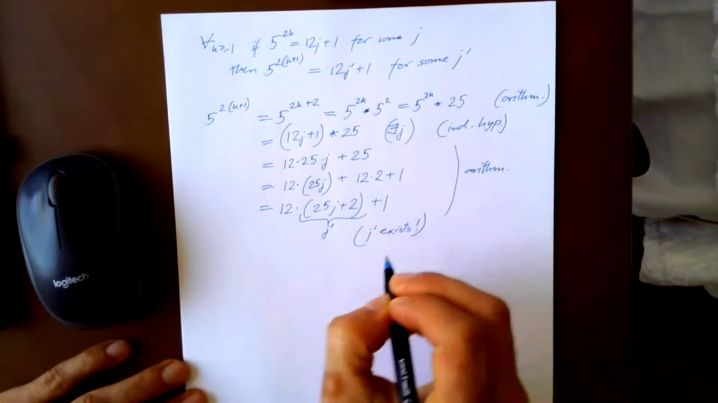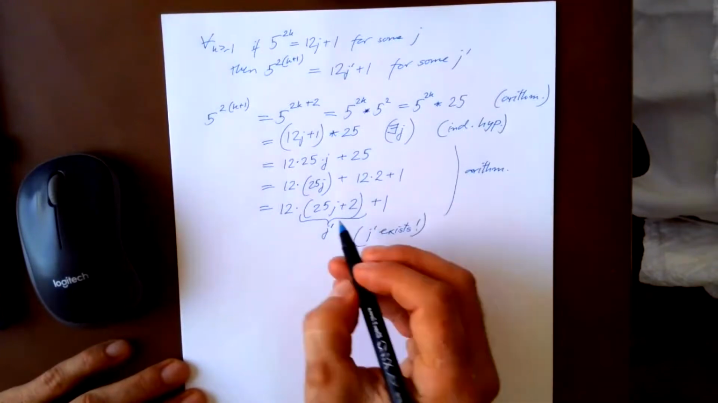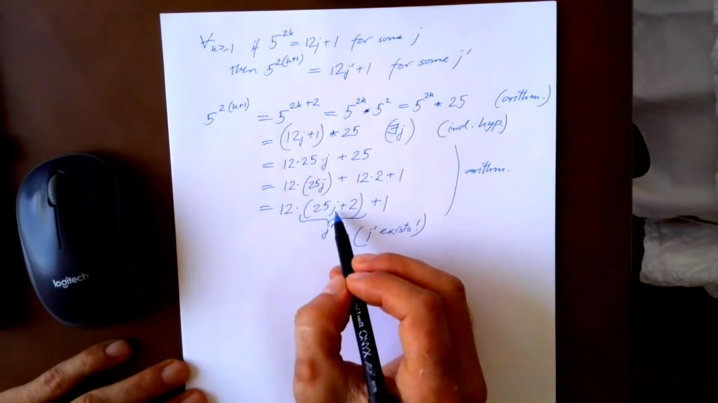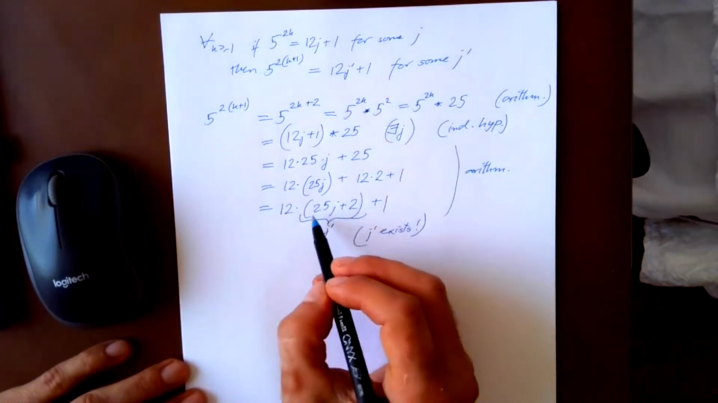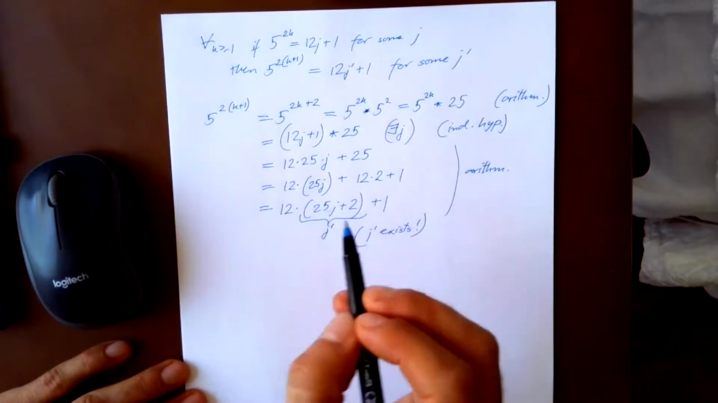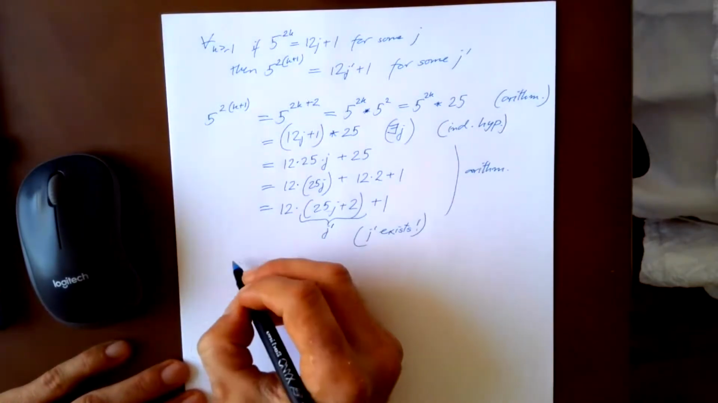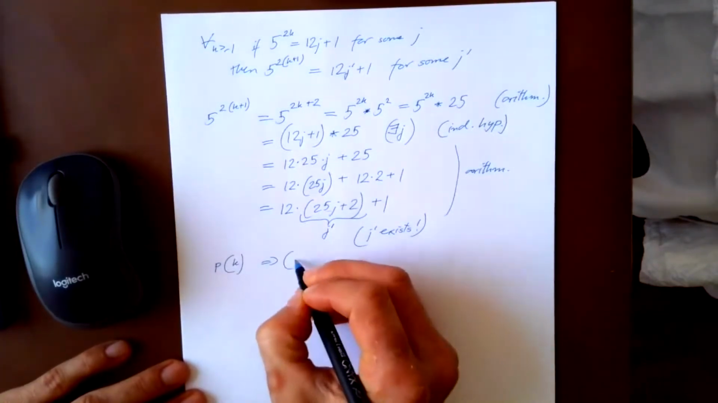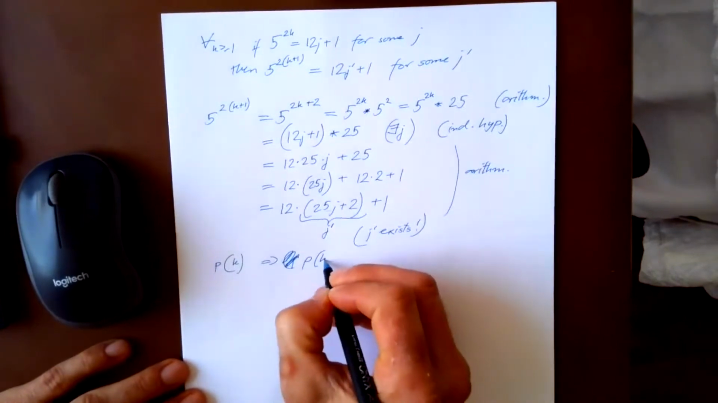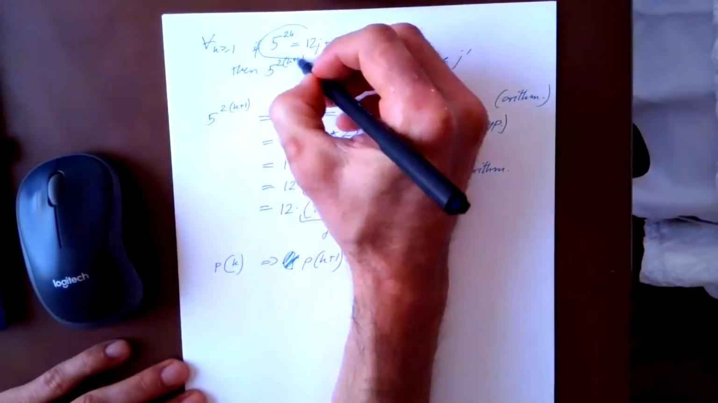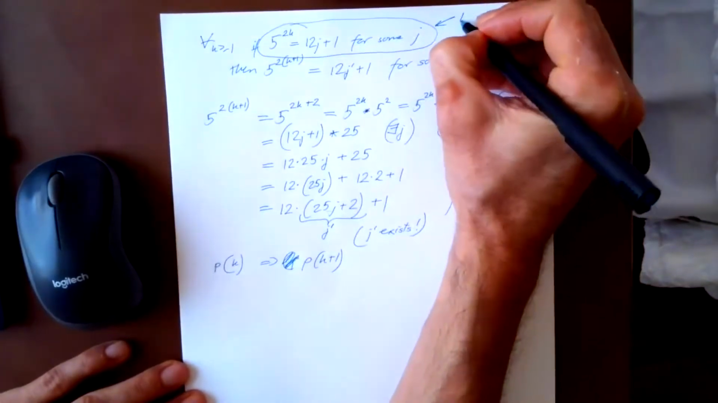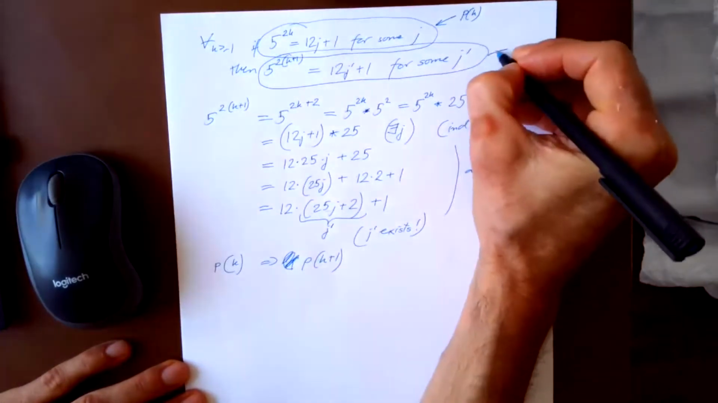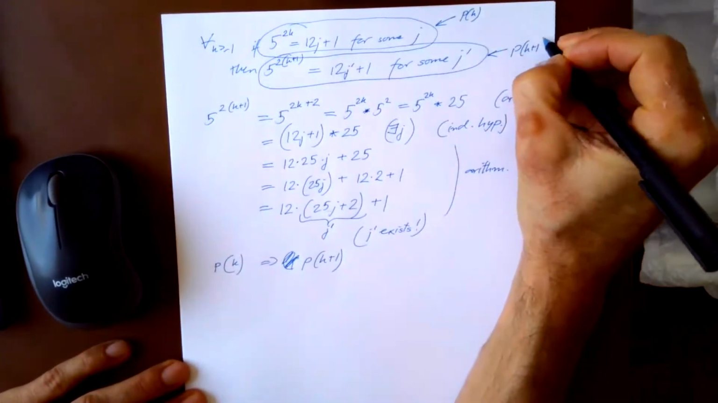So therefore, j prime exists. That's all I wanted. I don't really care what integer it is, but it is an integer, right? If j is an integer, then 25j plus 2 is also an integer. So I'm done. Therefore, p of k implies p of k plus 1, right? This was p of k, and this was p of k plus 1.